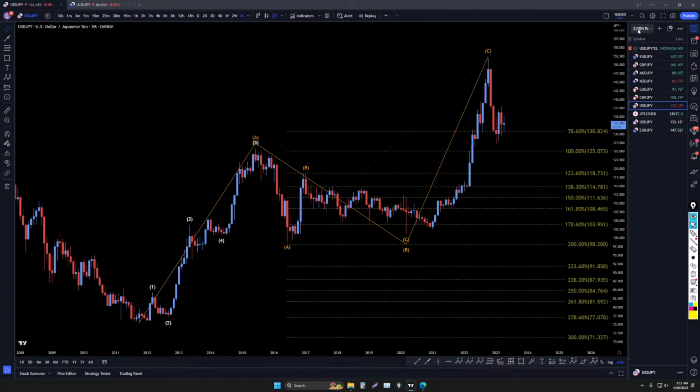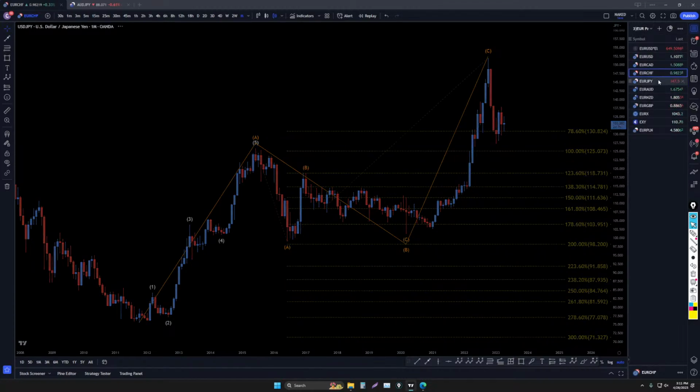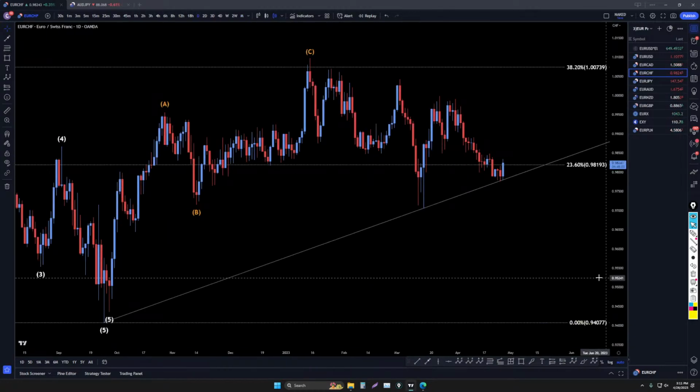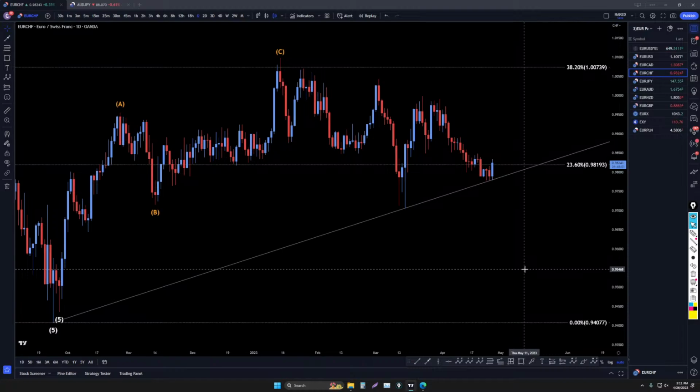So let's go look at the Euro Swiss. I have several members that trade this pair religiously, and they were pretty happy about the turn that we got today. Yeah, it's not really all that convincing.